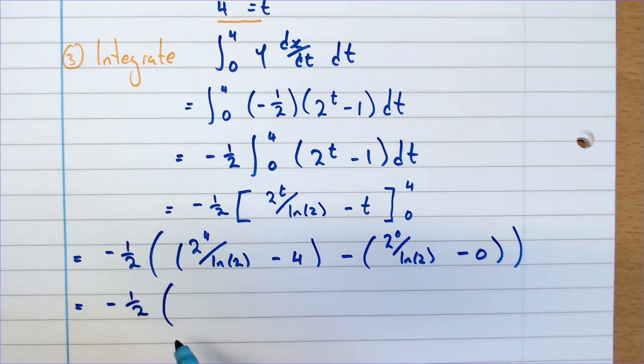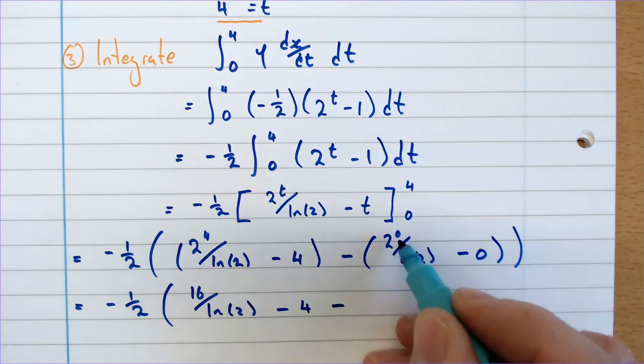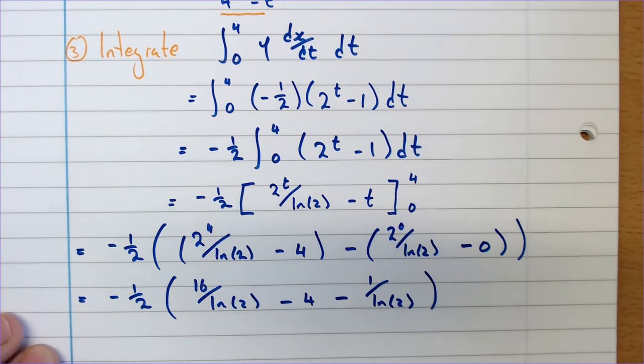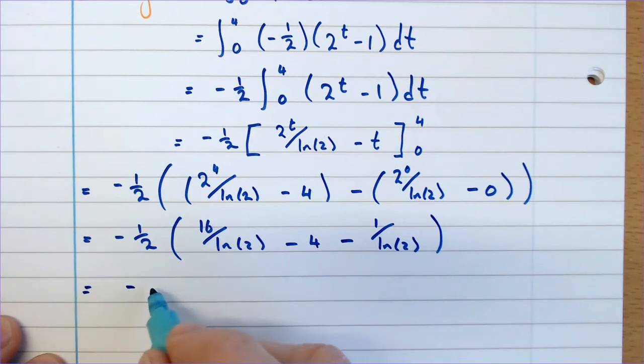Simplify what's in there. 2 to the power of 4 is 16. So I've got 16 over the log of 2. Take away 4. And 2 to the power of 0 is 1. So I've got 1 over the log of 2. And of course 0 is 0. I can ignore that. So 16 over log of 2, take away 1 over log of 2.